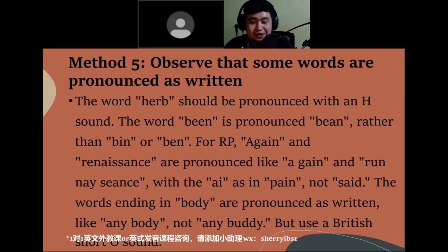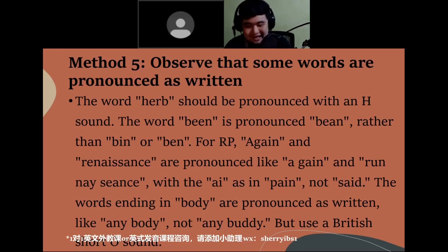Okay, so again, you have to be very mindful of how you observe the written words. Some words are pronounced as written, simple as that. Okay, herb. But I've said earlier there are words too. If you pronounce it as instead of just honestly, that's wrong. Okay, it's honestly, silent H.